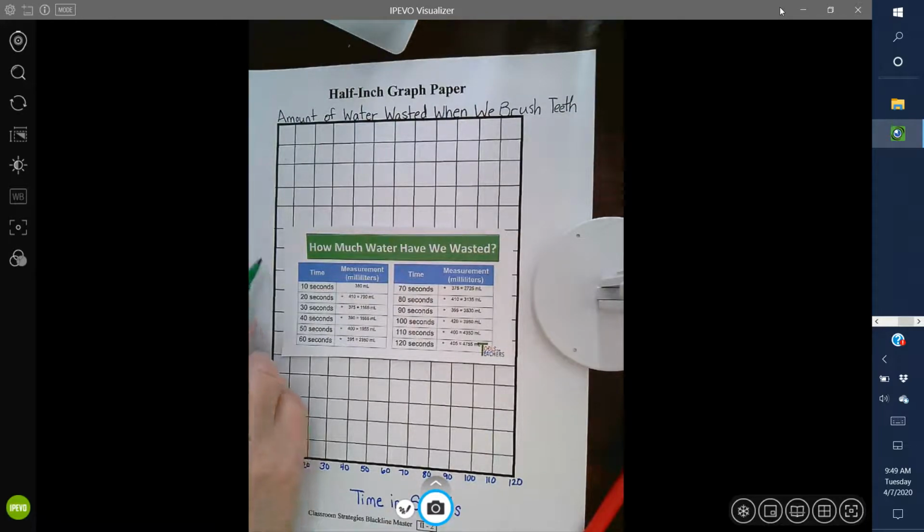Whoops, I got to go one more, right? And 5,000, and that would be enough. So I'm not going to use my whole graph, the top part, but if I count by 500s, then I'll be able to do that.